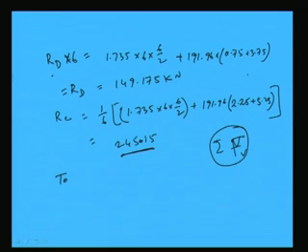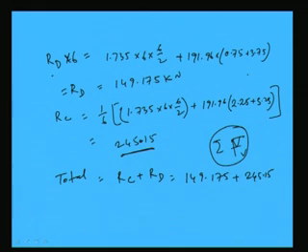So, total load on the girder we can find out, that will basically be RC plus RD, that will be 149.175 plus 245.15, right. So, if we add, total load will become 394.325. So, this is the total load on the girder, right.